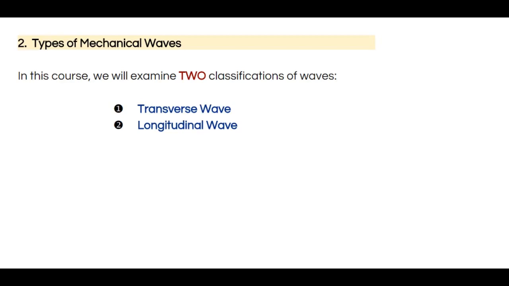So in today's lesson, we're going to discuss two main types of mechanical waves and what their properties are. The two types of waves we're going to be discussing are transverse waves and longitudinal waves. Now remember that a wave is simply a transfer of energy through a medium, and that's caused by vibration.